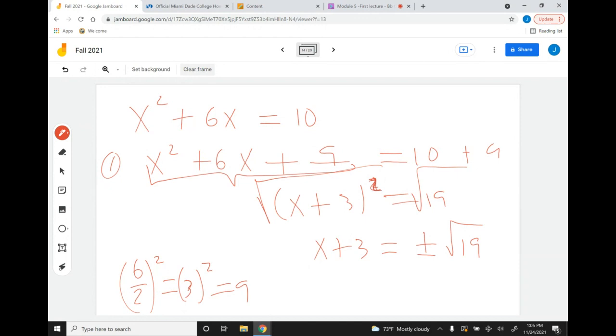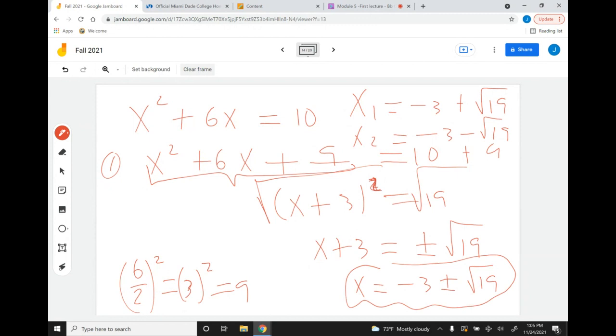Now notice that I end up with plus or minus root of 19. Let's leave it like that. Let's not even touch it. And I solve for x. I move the 3 over. It becomes negative 3 plus or minus root of 19. Don't forget that here you have two solutions. This is one of them. Here's the other one. And that's it. This is how you do this, okay?